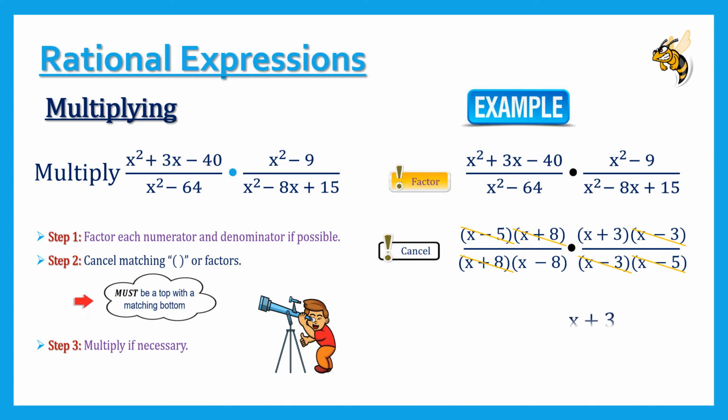Now I'm left with x plus 3 over x minus 8, and there's nothing for me to multiply, so that is my final answer.